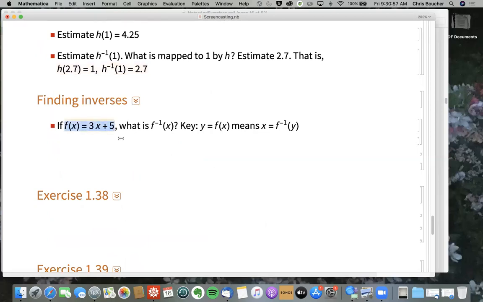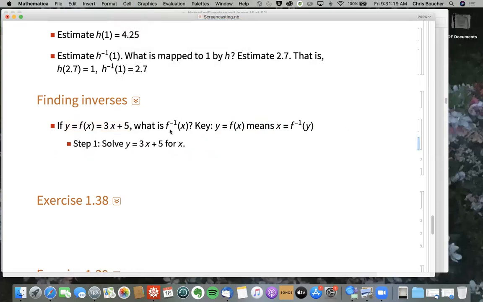Okay, what about finding inverses? Let's say I have a function like this. How do I figure out what the inverse function is? And the key is this relationship that if y is equal to f of x, then x is equal to f inverse of y. So if we let the output value be y, which is what we usually do, then we can figure out the inverse with a little bit of algebra. I'm going to take this equation, y equals 3x plus 5, and solve for x, because I'm looking for an equation that looks like this.